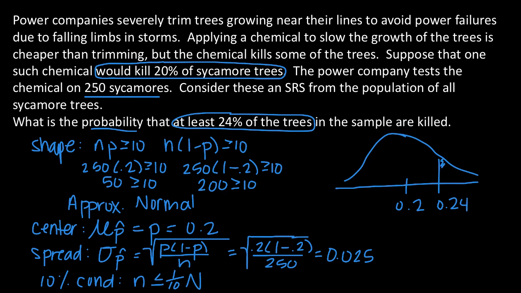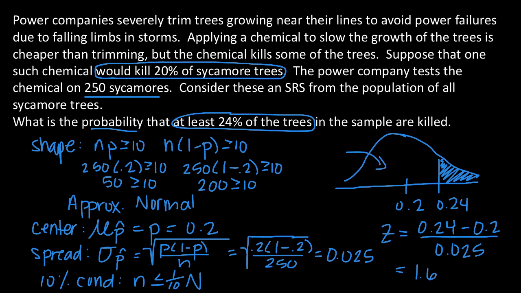At least means that number or greater. So we want this tail up here. We need a z-score. We take the value minus the mean divided by the standard deviation, which we already calculated was 0.025. And for that we get 1.6. We can either go to the table and look up 1.6 for the z-score and see what area we get. If we do that, we're going to get this area here, and then we would want to do 1 minus that proportion to get our final answer.